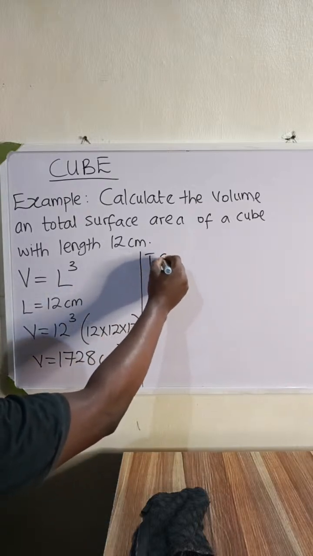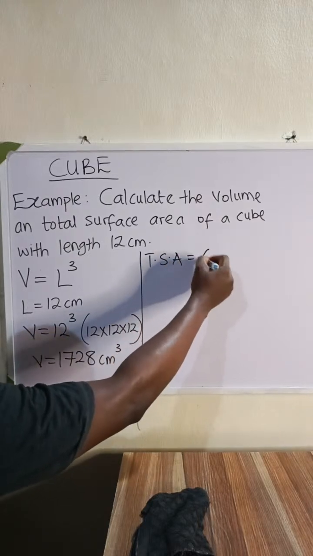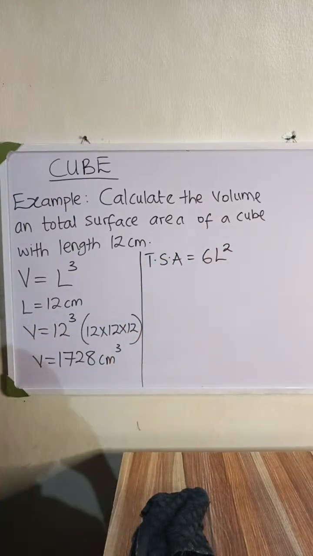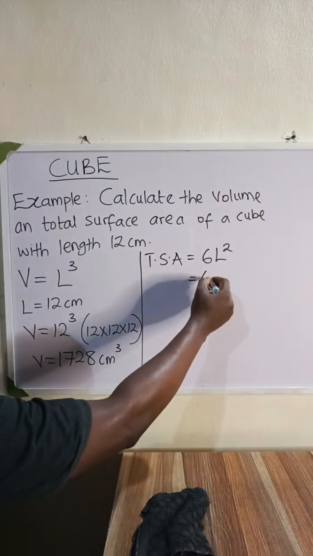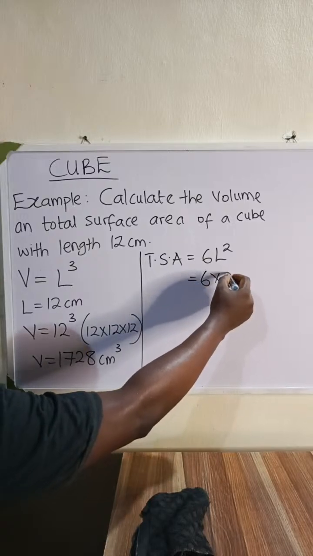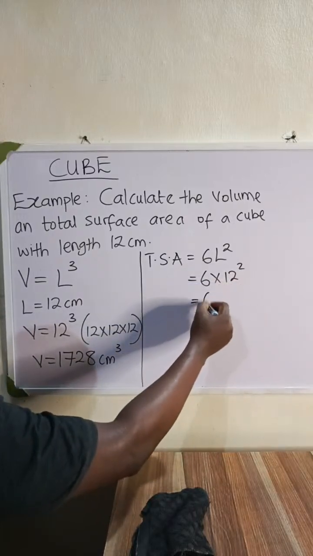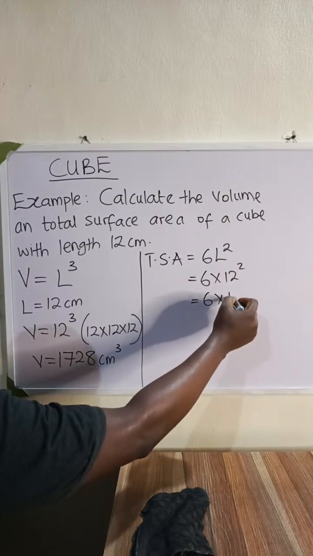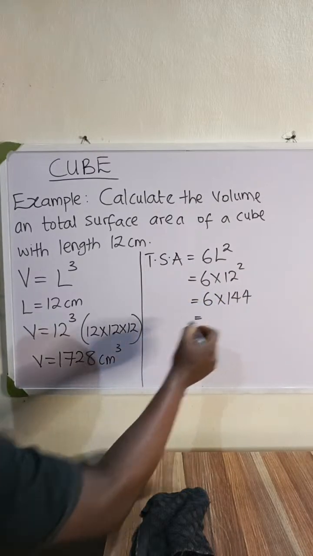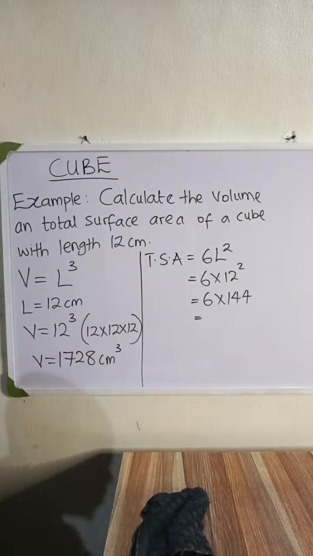Next, we calculate the total surface area. The formula is 6L squared, 6 multiplied by L squared, which gives us 6 multiplied by 12 squared. And we know that 12 squared is 144. So what will be the answer? 6 multiplied by 144.